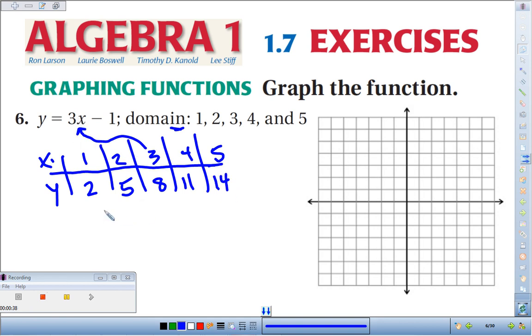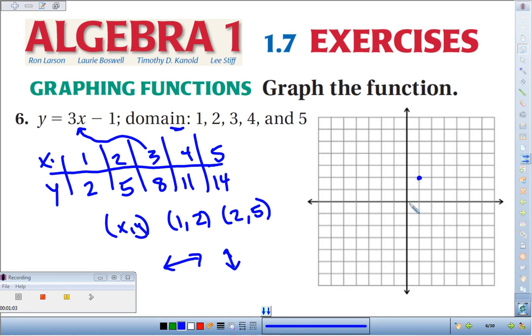Now the next step is to think of these as ordered pairs. So we've got x, y coordinates. For example, when we plug in 1 for x, we get 2 for y. When we plug 2 in for x, we get 5 for y. And we're going to plot these ordered pairs. We always have to move left or right before we can move up or down. So we've got the point 1, 2. We'll go over 1, up 2.